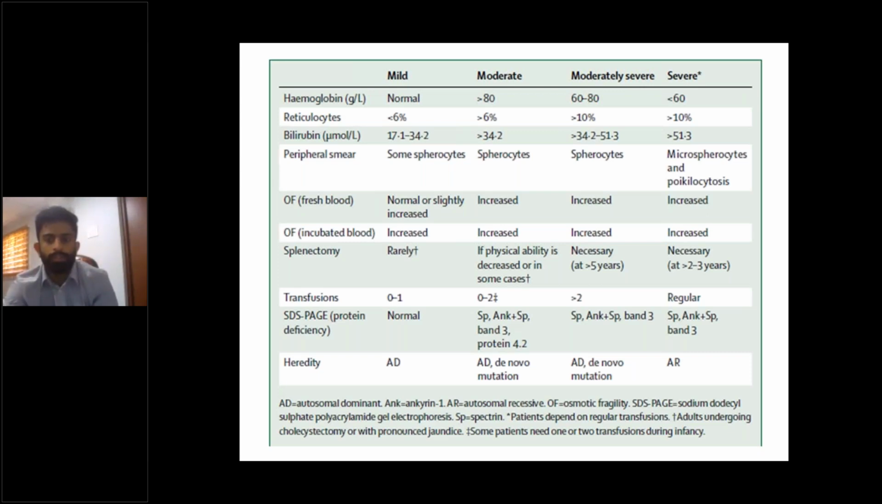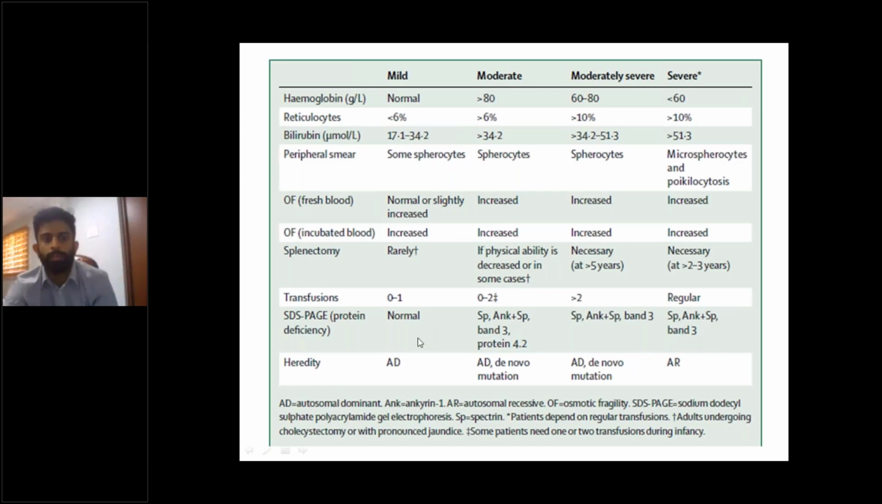And the sodium dodecyl sulfate polyacrylamide gel electrophoresis. Protein deficiency can be seen. Which surface protein is deficient can be seen. In mild it's normal. In moderate, sometimes spectrin and ankyrin plus spectrin, band 3 and protein 4.2. In case of moderately severe, spectrin and ankyrin plus spectrin and band 3. In case of very severe, it's usually spectrin, rarely ankyrin plus spectrin, and band 3.